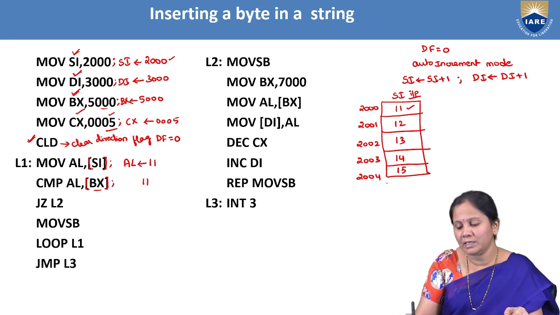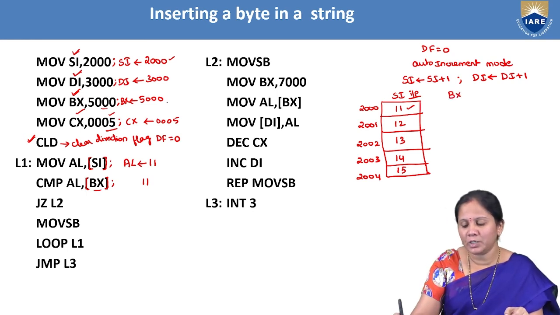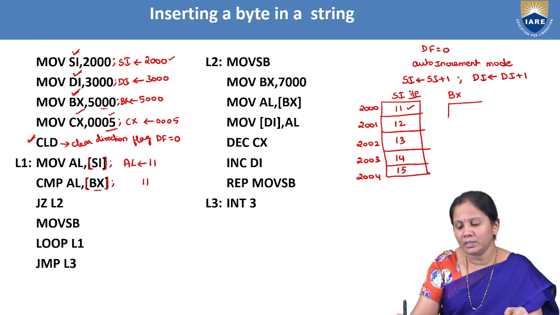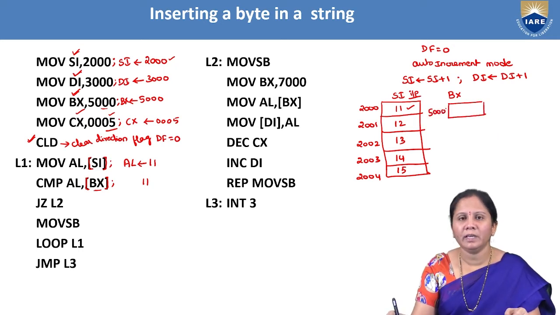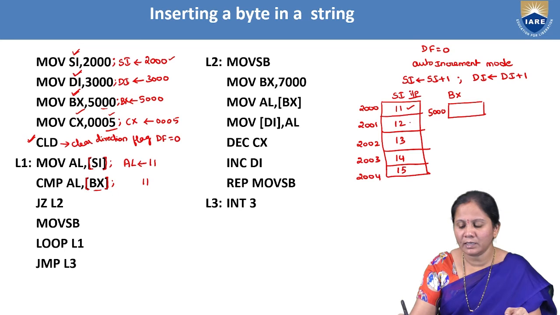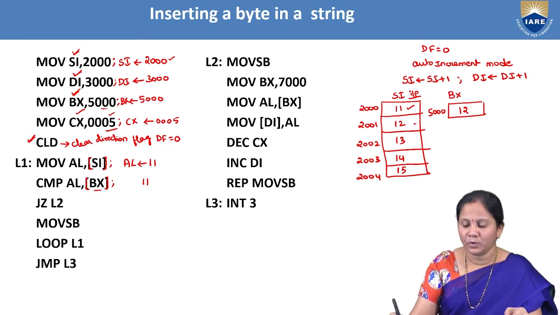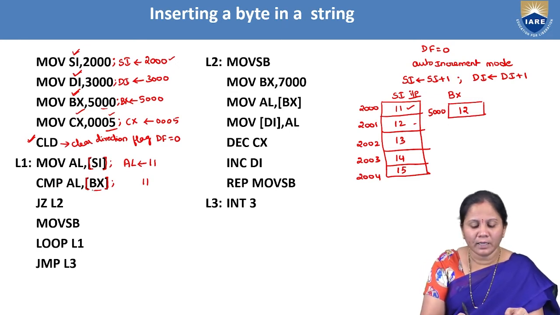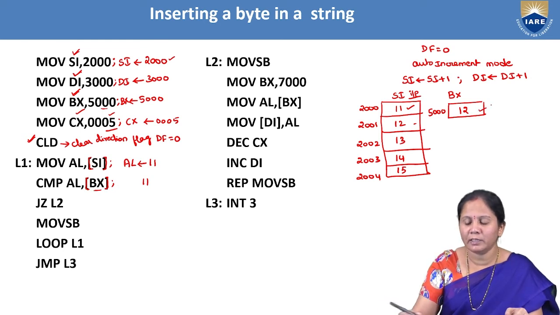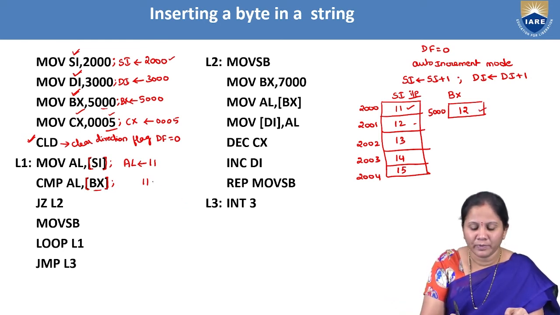So the content present in AL is 11, and the content which is present in BX... So what is BX here? Here BX is initialized to 5000. Okay, so we can take one number. Let us consider one number which is present in a string. For example, take 12. So here 12 is there in a string. So compare AL comma content of BX. Now consider here the content of BX is 12.